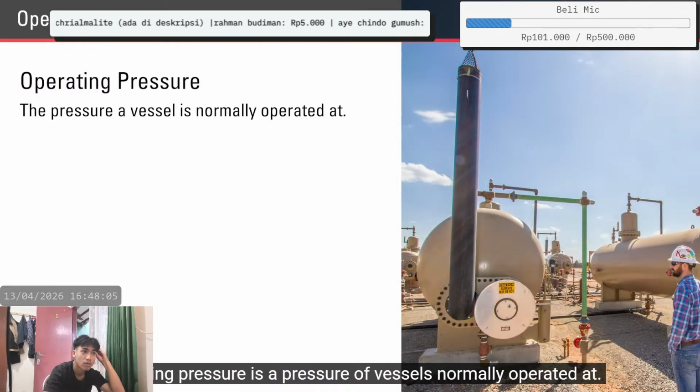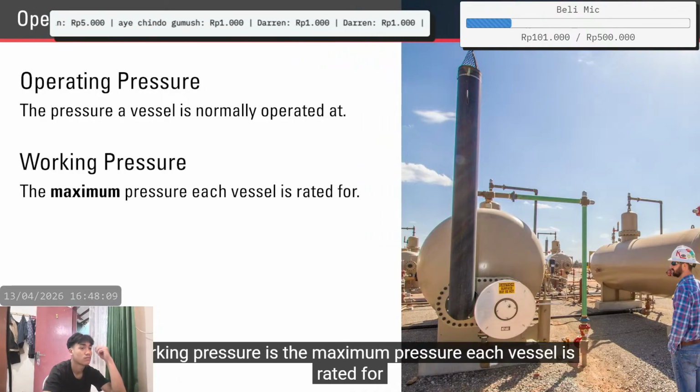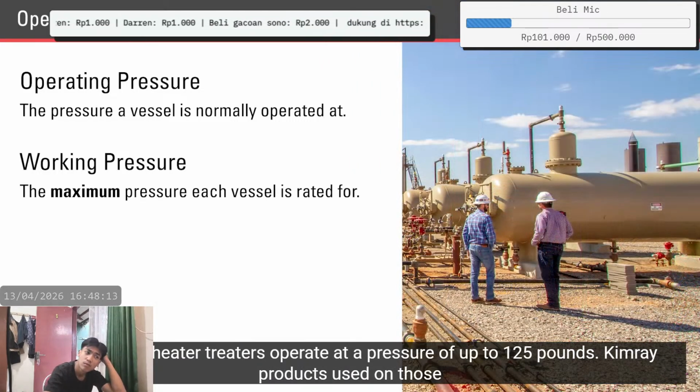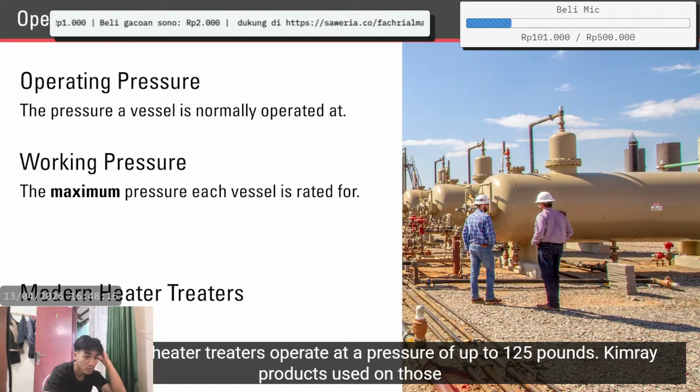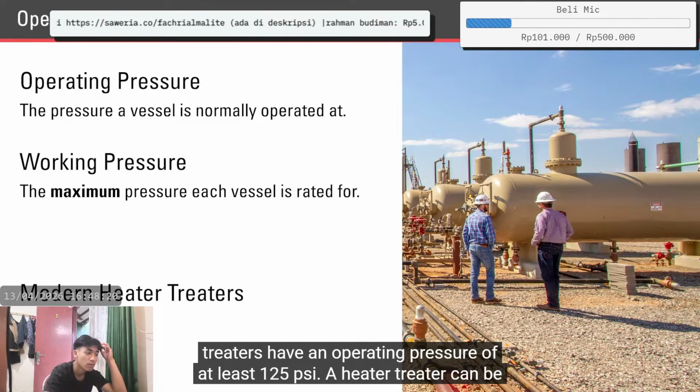Operating pressure is the pressure a vessel is normally operated at. Working pressure is the maximum pressure each vessel is rated for. Most modern heater treaters operate at a pressure of up to 125 pounds. Kimray products used on those treaters have an operating pressure of at least 125 psi.